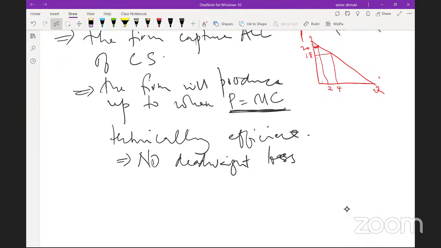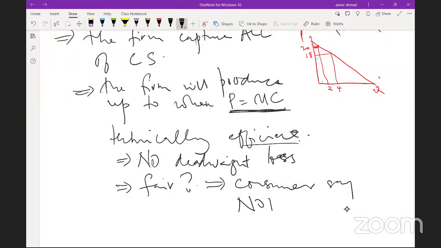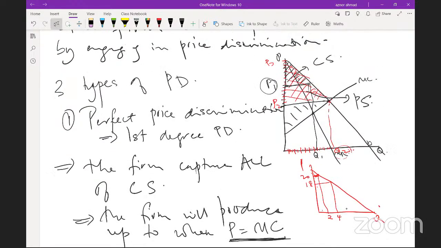Okay, but there are also some articles saying that even though technically it's efficient, we are talking about fairness, whether it is fair or not. Of course, the consumer will say it is not. Isn't it? Why? Because now there are no more surpluses at all for the consumer, as the producer captures them all.